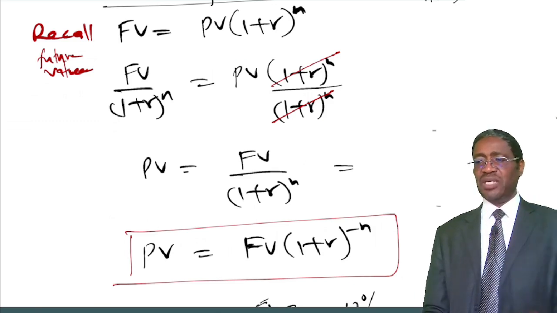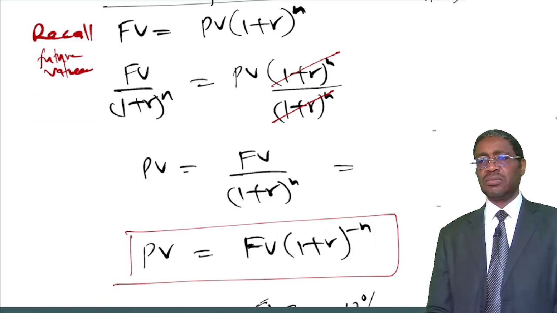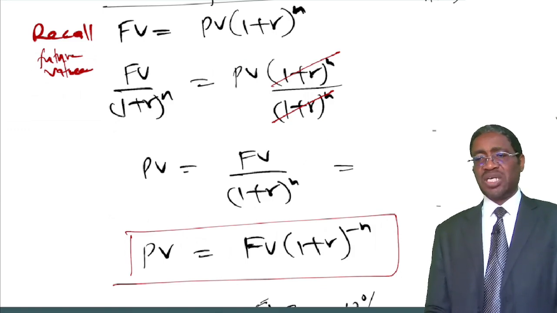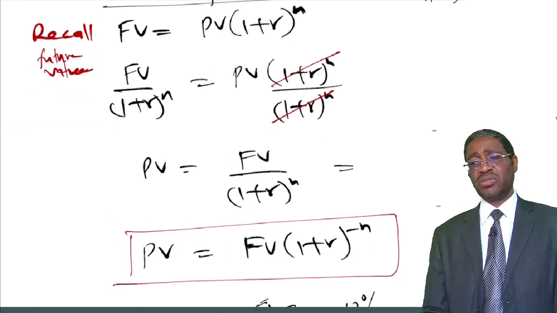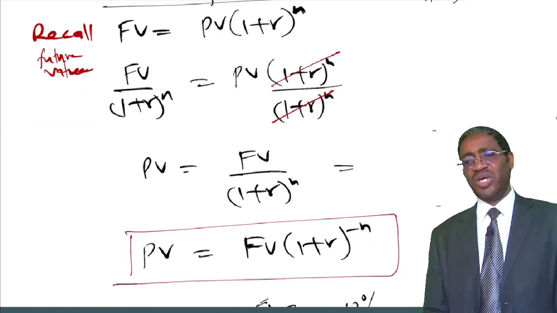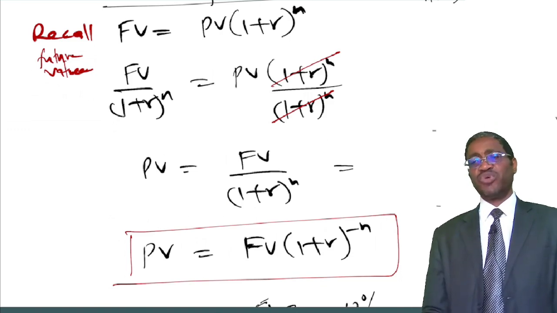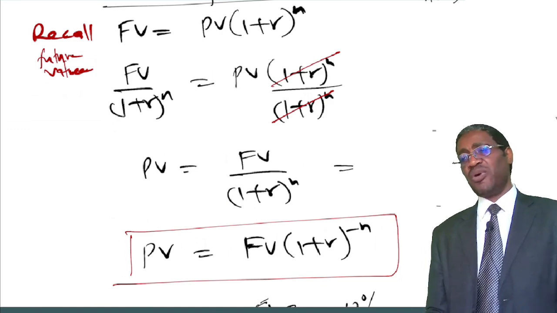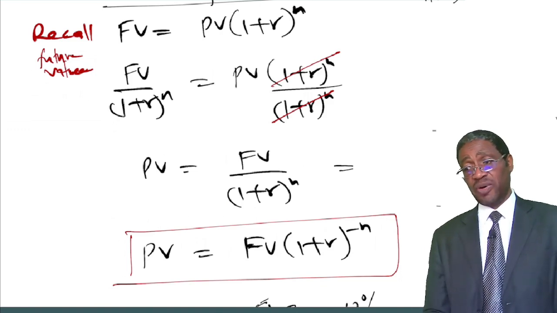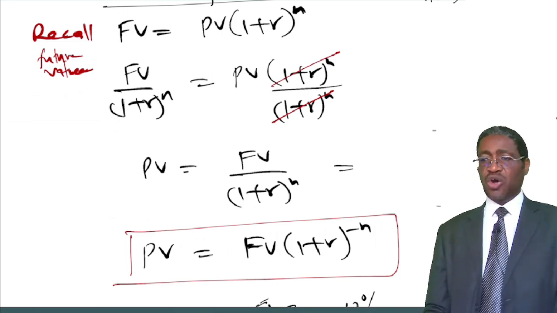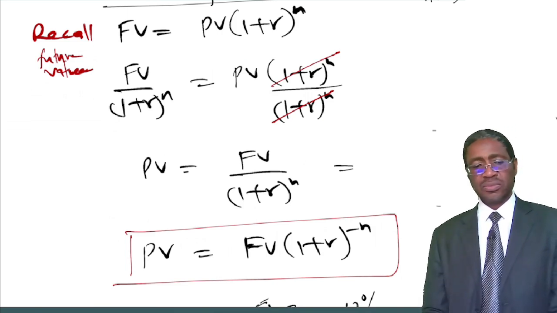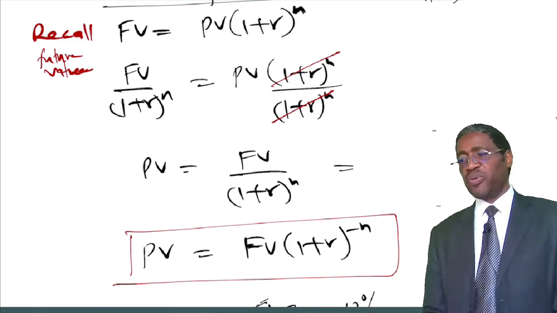That is the formula. But the main one is the one I've put in the rectangle. That is present value equals future value into 1 plus r to the power of negative n. Good. I hope you are through with the copying.